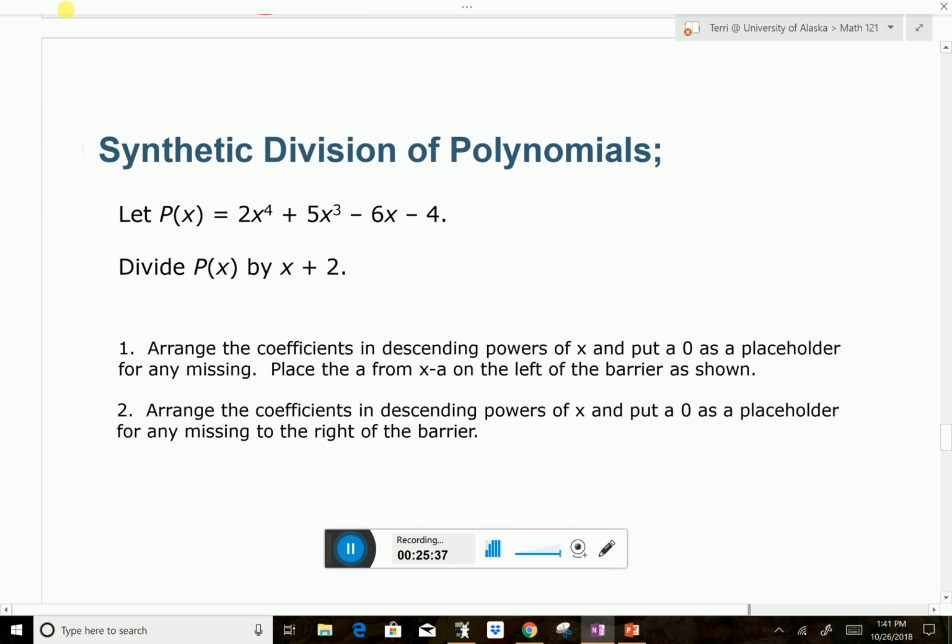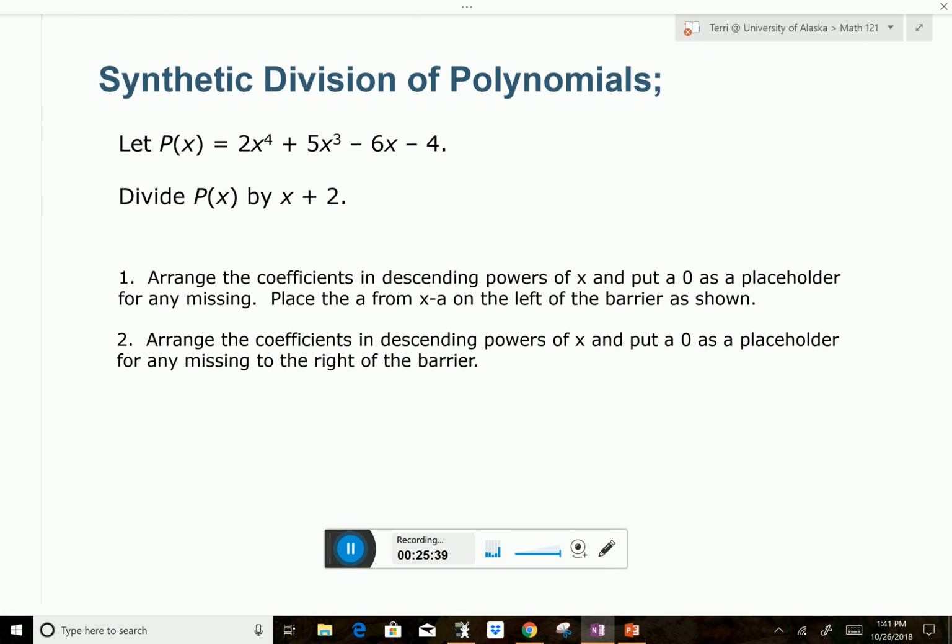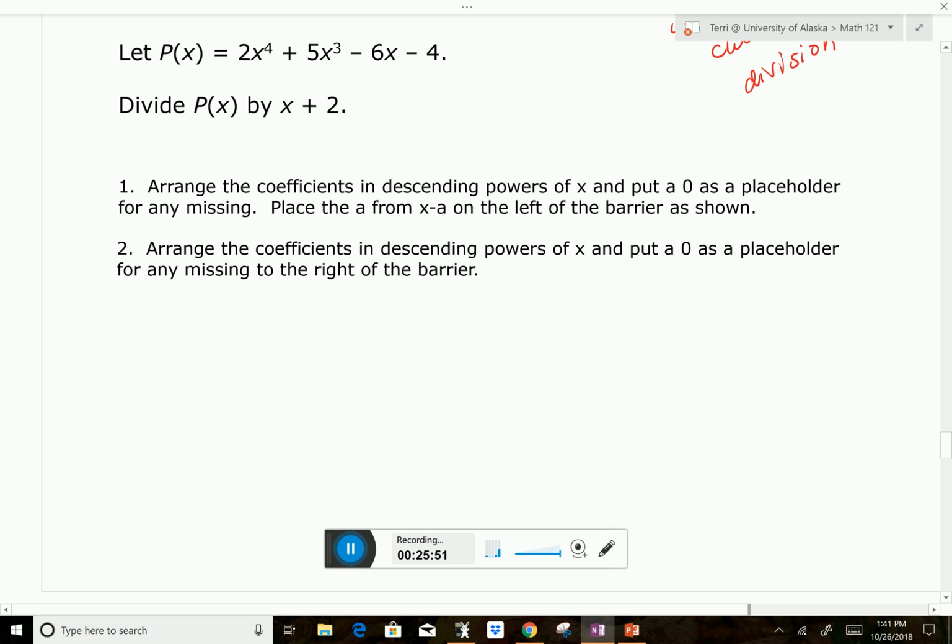So let's talk a little bit about synthetic division. This is just a shortcut to our division problem. I go back and forth on whether I teach this or not, but I really like it, so I go ahead and teach it. The first thing we do is arrange the coefficients of p of x in descending powers of x, and put a 0 as a placeholder for any missing.